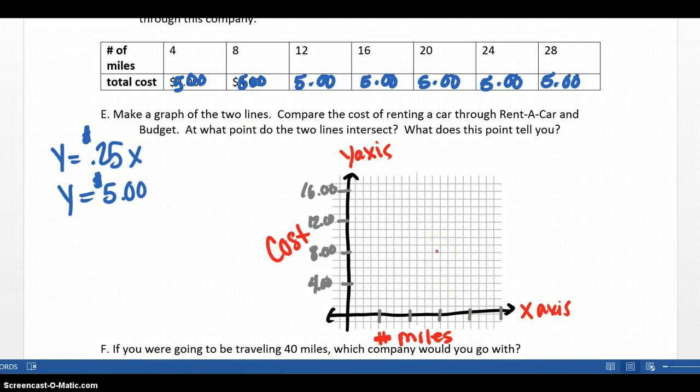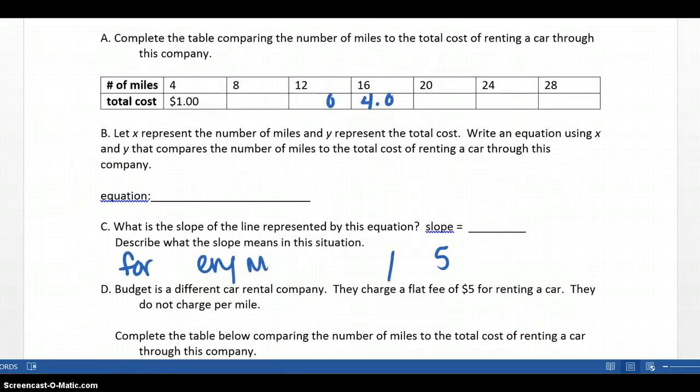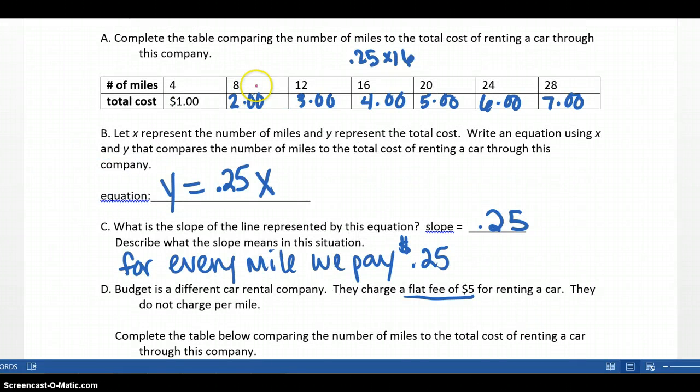So if we start with graphing, let's put green. Our rent-a-car, so we start at 0. And if we drive 0 miles, we pay $0. But then for 1 mile, we pay 25 cents. So let's go up to 4 miles, we pay $1. And then let's check our table. So if we look back at our table, at 8 miles, we pay $2, 12 miles, $3, 16 miles we pay $4, and so on.